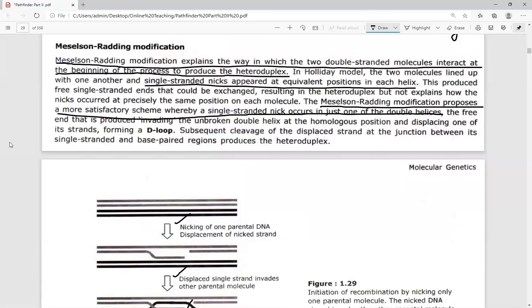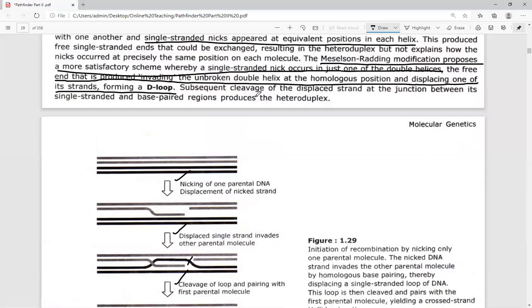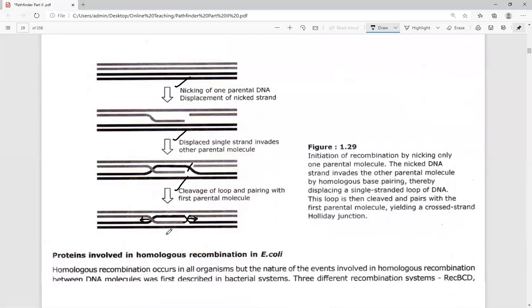You can look here. The free end that is produced invades the unbroken DNA molecule at the homologous position, displacing one of its strands in the form of a D loop. It will produce another strand present in the form of a D loop. Subsequent cleavage of the displaced strand at the junction between single strand and base pair region produces the heteroduplex. Here is the heteroduplex that is going to be produced.